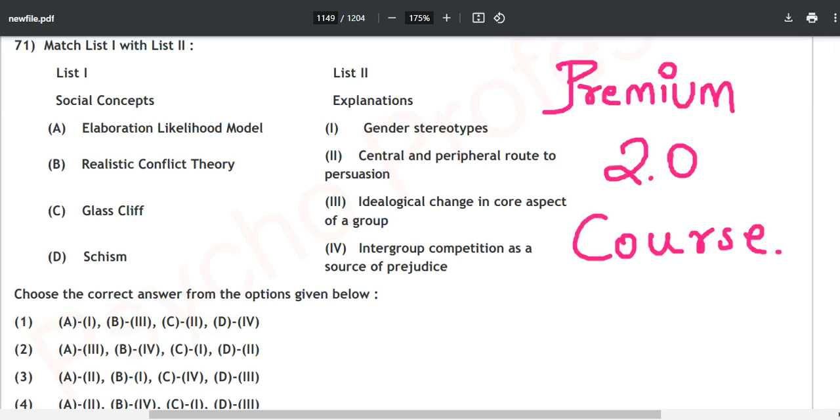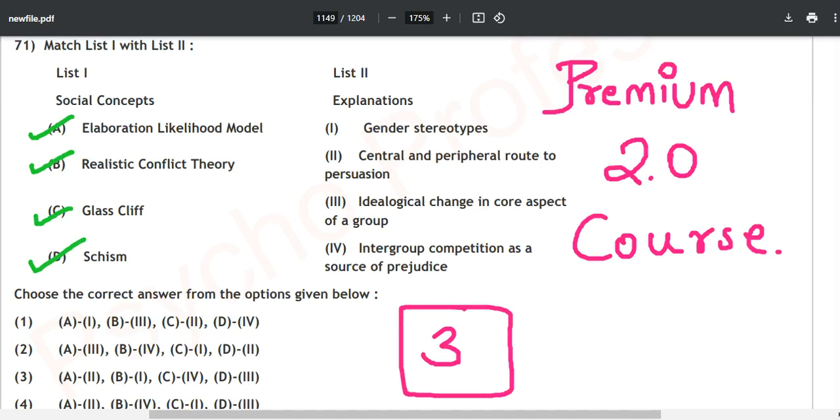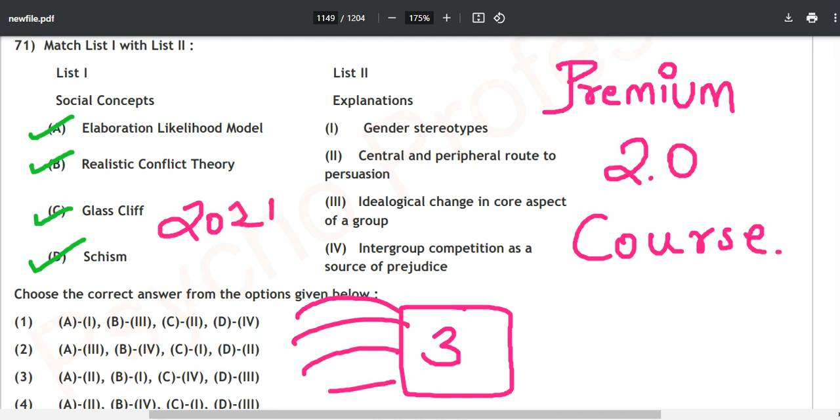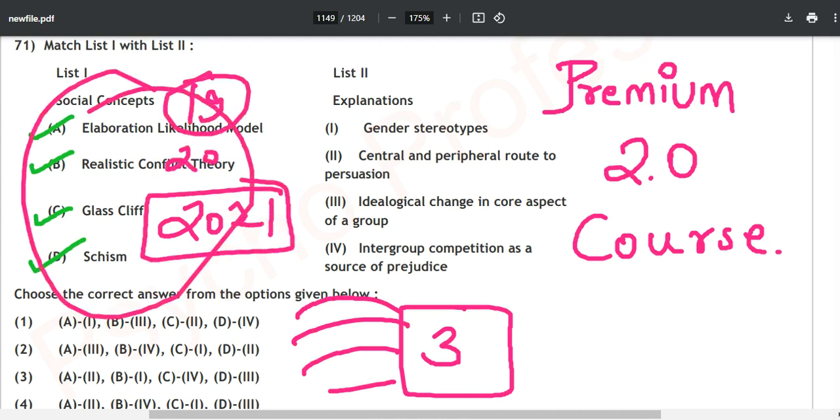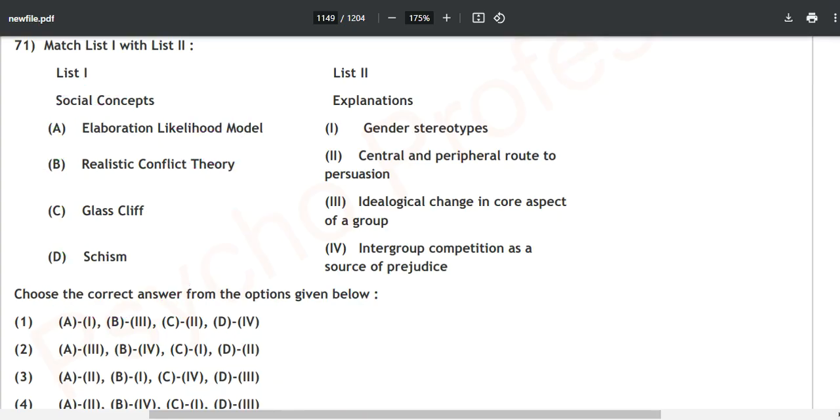This is exactly the prime example of PYQ repetition. Out of these four, three concepts have already been asked n number of times in the previous year questions. This paper is from 2021, so pretty obviously in 2020 and 2019 you will find these things, as well as till 24 also many things out of these have already been repeated.